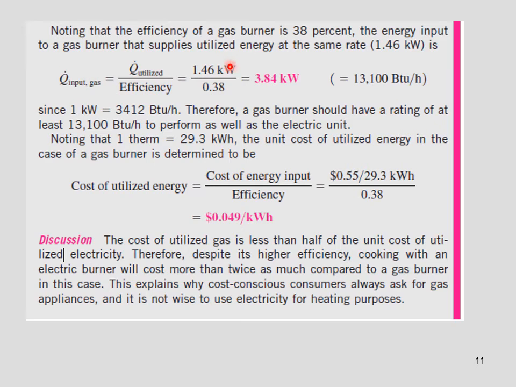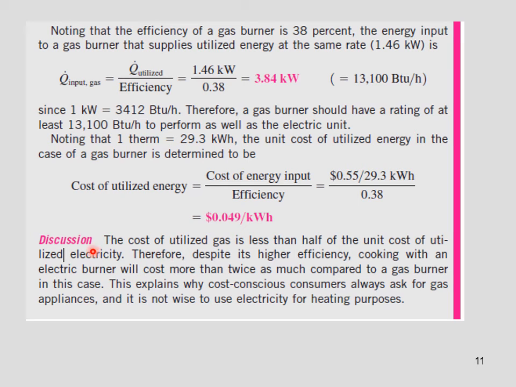Q dot is 1.46 kilowatts divided by 0.38, or 3.84 kilowatts. And now you have to have some conversions. You have to know, for example, what's a therm? A therm is 29.3 kilowatt hours. So we can find the cost of utilized energy. It's 55 cents divided by 29.3 kilowatt hours divided by 0.38, or 0.049 per kilowatt hour.